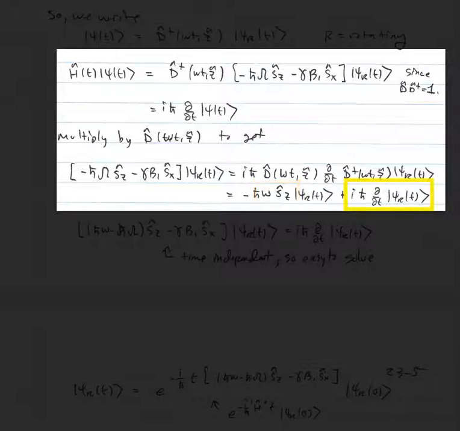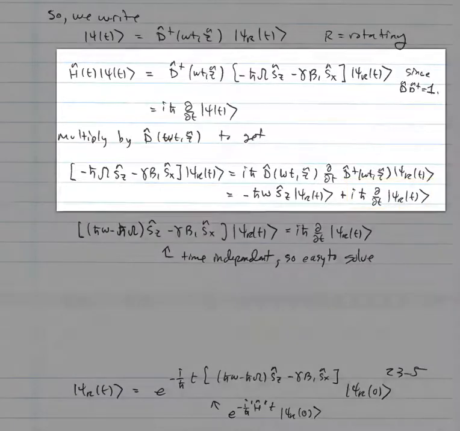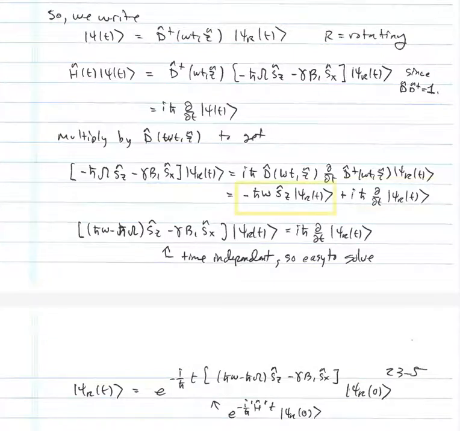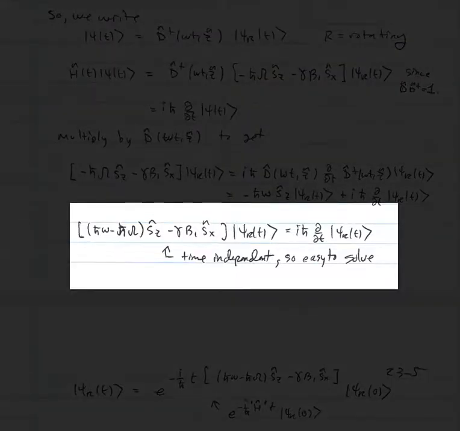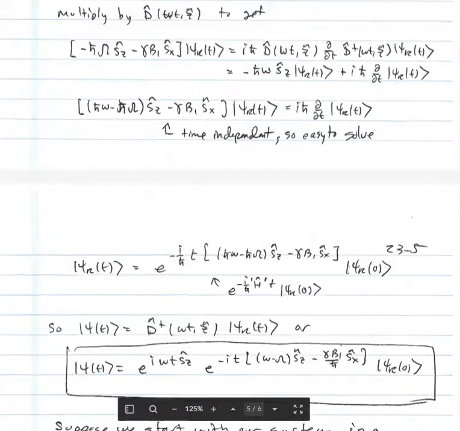And then of course we're going to have the term where the derivative hits the rotating frame, i h bar d by dt. We're left with a D D dagger, but that equals 1, so we can get rid of that as well. So we end up with this relatively simple equation, and notice I can take that first term, the minus h bar omega Sz, and pull it over to the left-hand side. And now we have a fully time-independent Hamiltonian acting on the psi rotating of t, and it's equal to this time derivative. Of course, since it's a time-independent Hamiltonian, it's easy to solve.